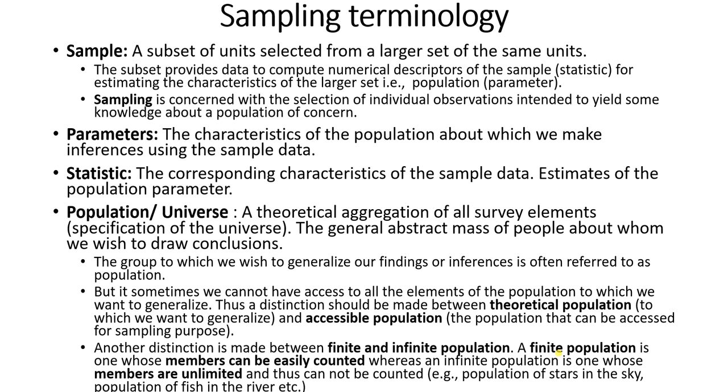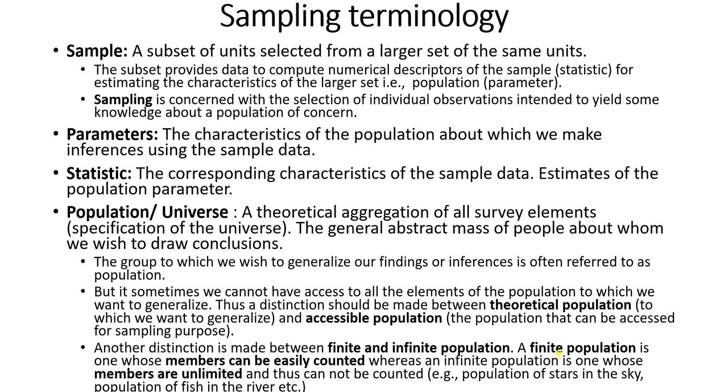Another distinction in types of population is required. One is finite and another is infinite population. As it is very clear from the term itself, a finite population is that population whose members can easily be counted. For example, we can count the number of students of Banaras University by just taking all the nominal roll registers and counting them. But sometimes it is very difficult to count the entire units of the population.